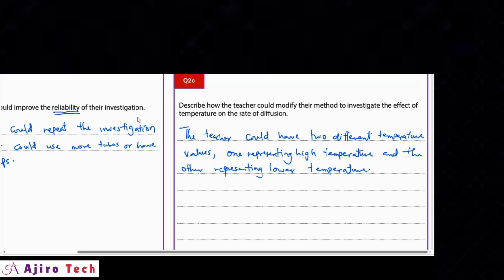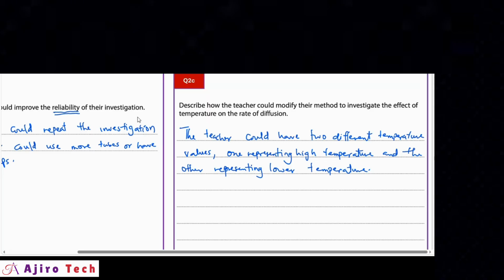So what the teacher will do is to use laboratory equipment that will help to maintain that temperature. The laboratory equipment that you can use is a thermostatically controlled water bath, a water bath that uses a thermostat. So the teacher could also use that as well.